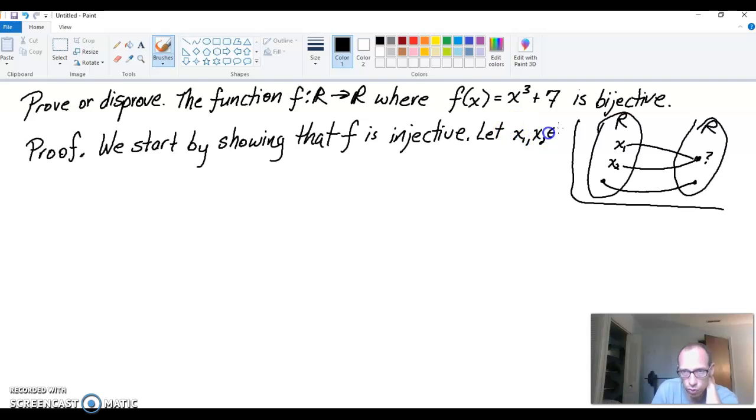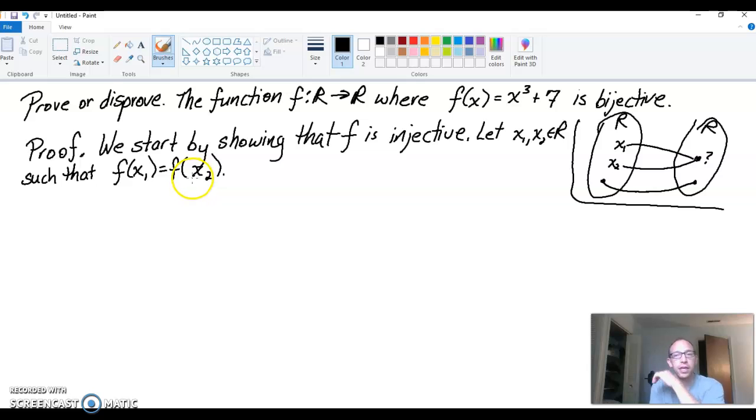So to do this, let's just choose two real numbers such that they map to the same point. So when we put the first point through this function f, whatever number it maps to, the second number x2 is also mapping to that same one. So again, if the function is injective, the only time this could happen is if x1 equals x2. So that's what we're going to be showing here.